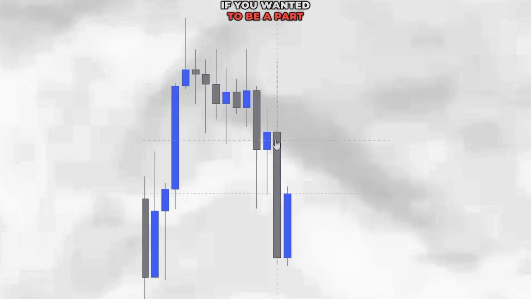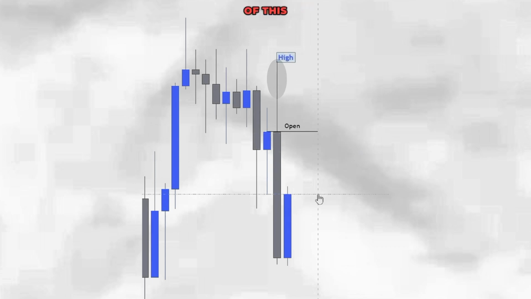If you wanted to be a part of this long bearish move here, you would need to find an opportunity somewhere inside the wick of this candle, because that is the high of that particular candle on this particular day. Now, because you know that you are above the open of this candle, all you need to do is go onto a smaller time frame and find confirmation of a market structure shift to the downside.